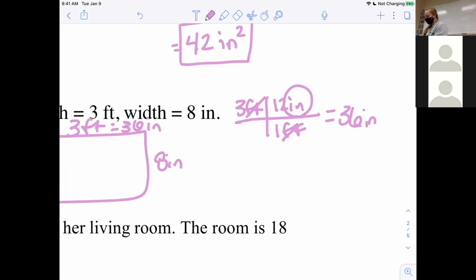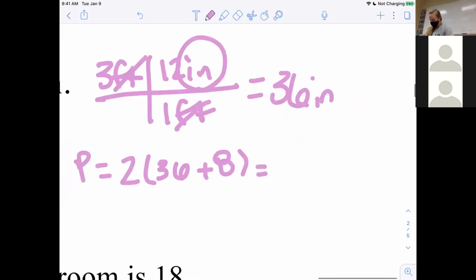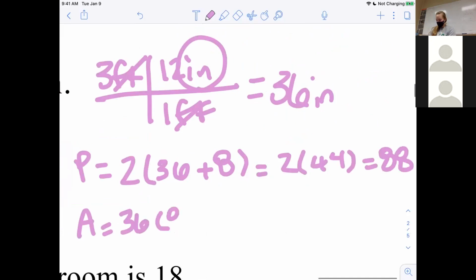All right, 36 plus 8 times 2 is 44 times 2, which is 88. What did I just say? 36 plus 8. 2 times 44 is 88. And then area is going to be 36 times 8, which is 288, I think.